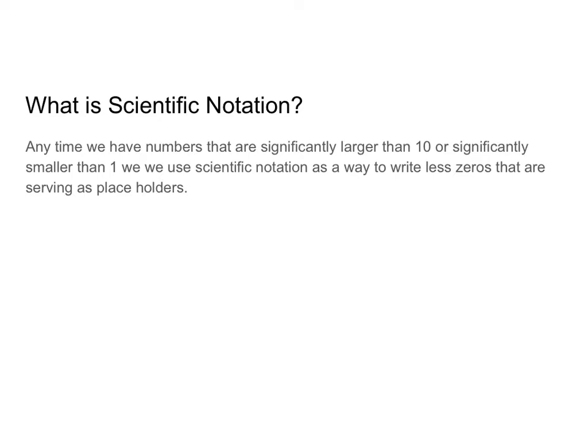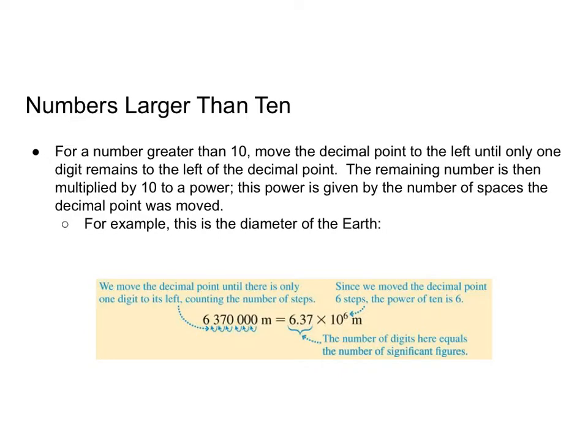Let's take a look at a couple of examples. If we have a number that's larger than 10, for this example we have the diameter of the Earth. The diameter of the Earth is approximately 6,370,000 meters. I don't want to write down 6,370,000 every time, if I'm trying to calculate something with it.